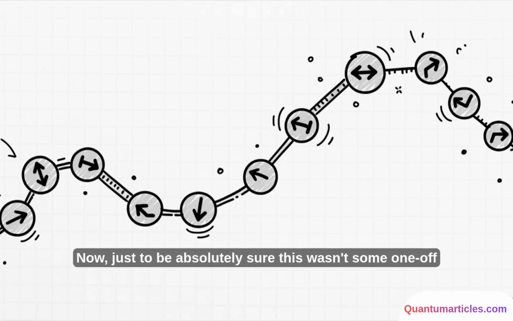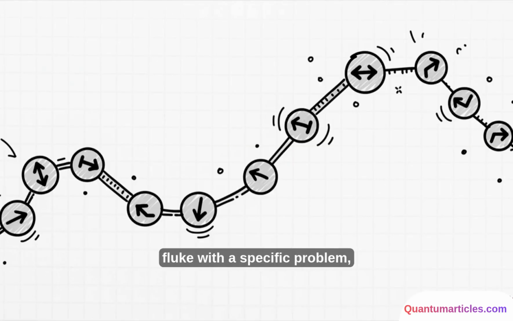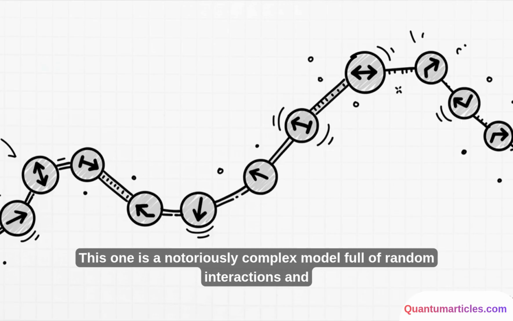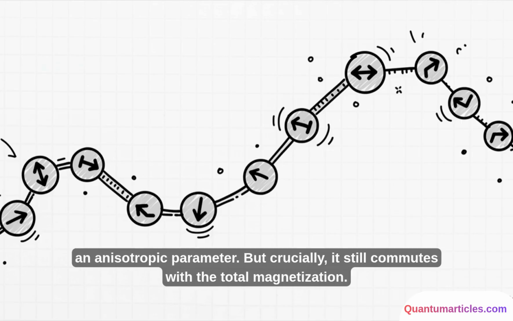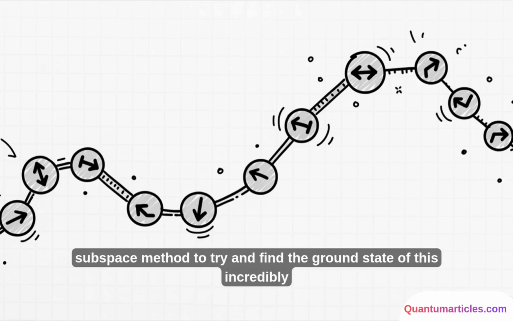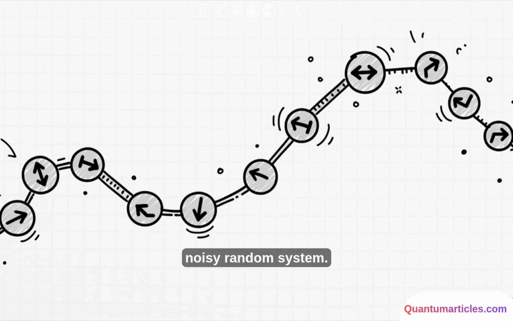Now, just to be absolutely sure this wasn't some one-off fluke with a specific problem, they ran a second major test using the random XXZ spin chain. This one is a notoriously complex model full of random interactions and an anisotropic parameter, but crucially, it still commutes with the total magnetization. They basically unleashed both the old conventional method and their new symmetric subspace method to try and find the ground state of this incredibly noisy random system.